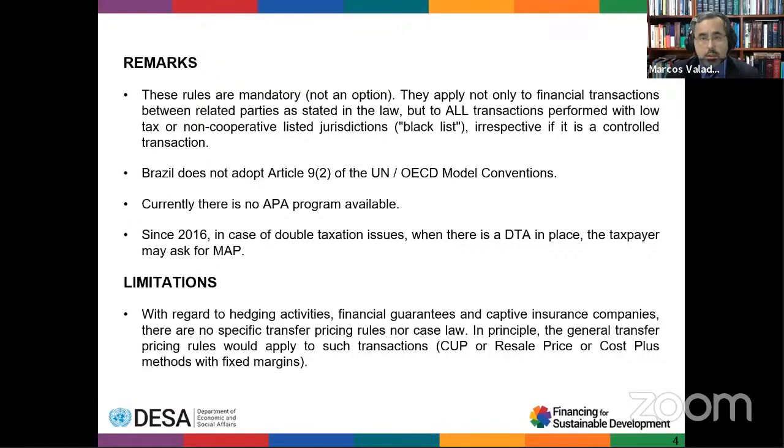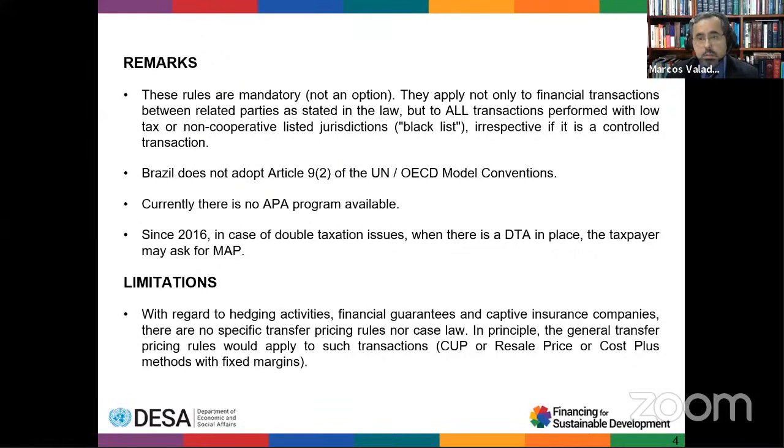These rules are mandatory. It's not an option. So it's more than a safe harbor, because the taxpayer does not have another option, another methodology. They apply not only to financial transactions between related parties. This is important in terms of the BEPS approach. All the transactions between a Brazilian company and a company in a listed jurisdiction, or a tax haven, will be subject to the same regulations. It doesn't matter if the other company is a related company or not.